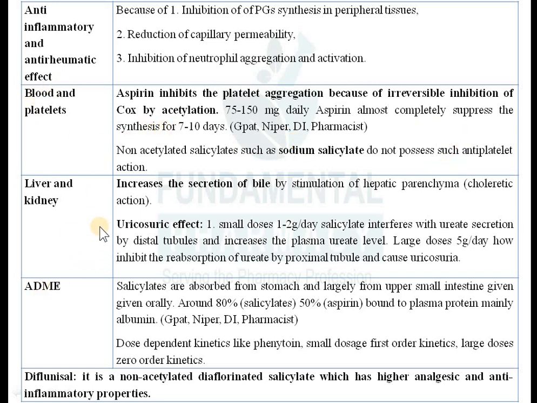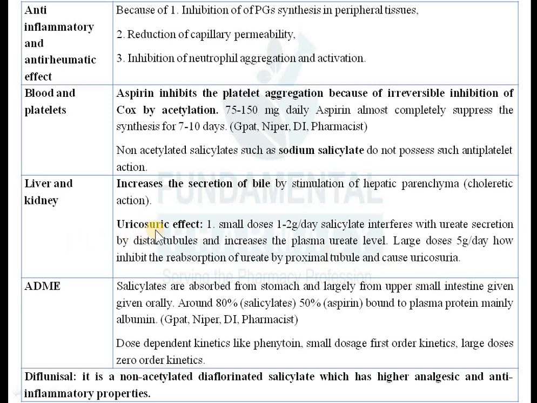Okay. Now next one is what is the action of aspirin on liver and kidney. In the liver it will increase the secretion of bile. Aspirin will increase the secretion of bile. That is a choleretic action. Bile is nothing but cholic acid. So it will increase the secretion of bile and that is a choleretic action.